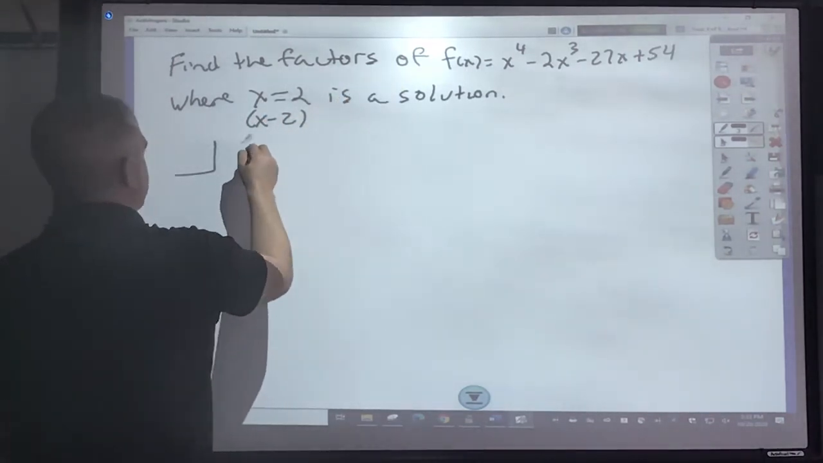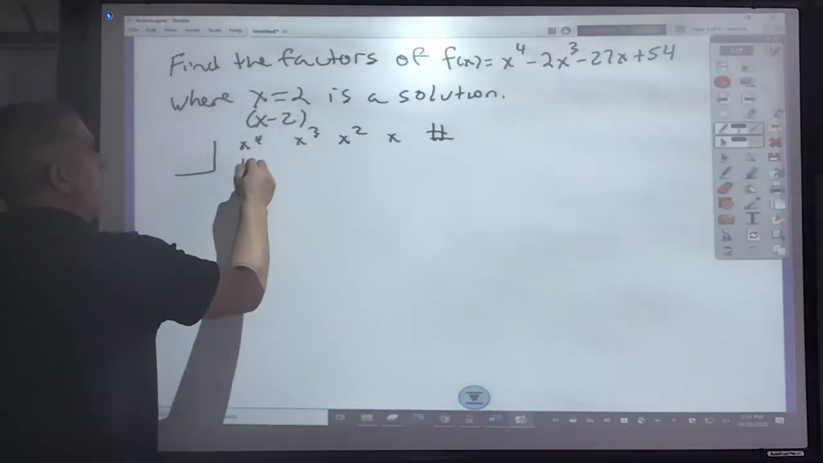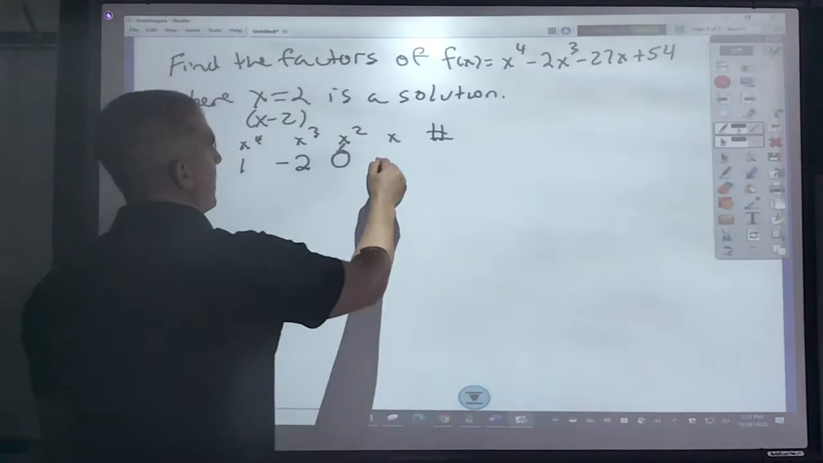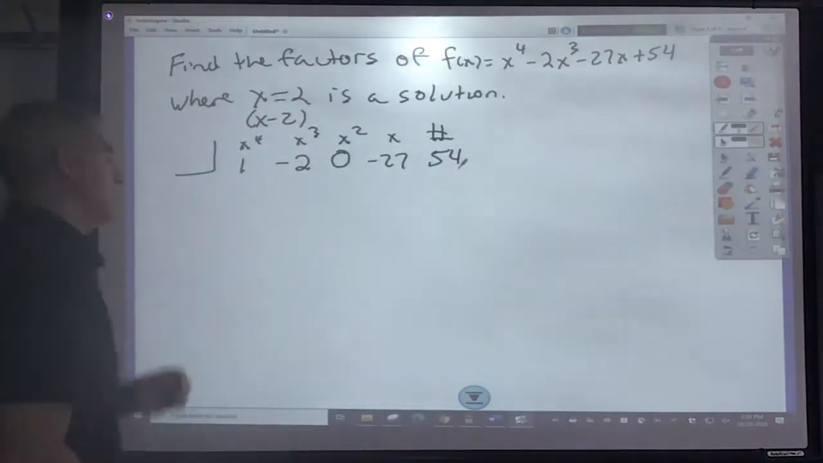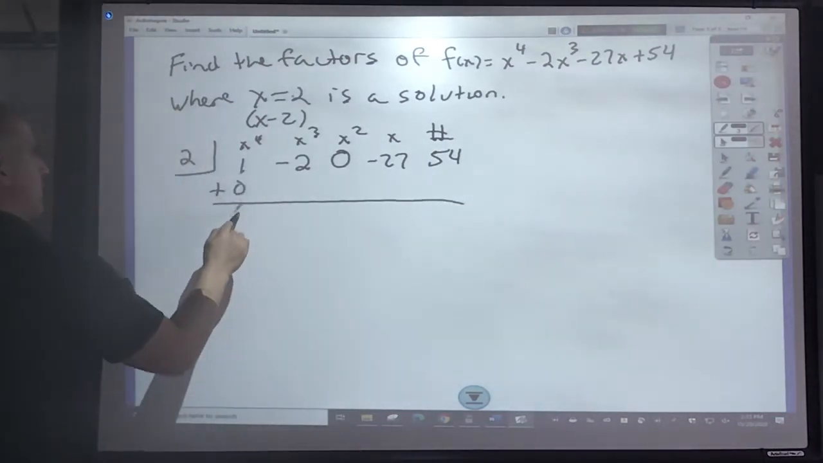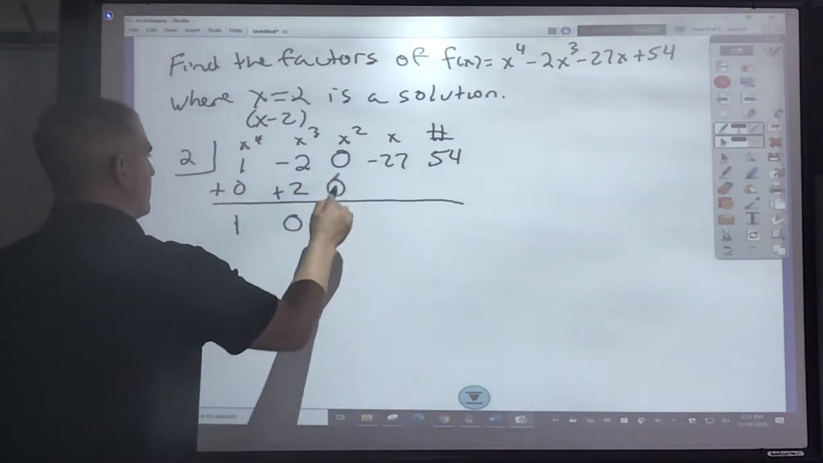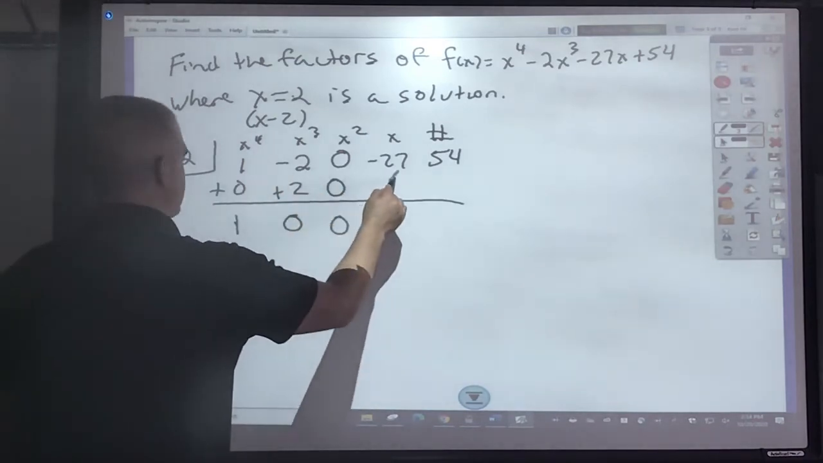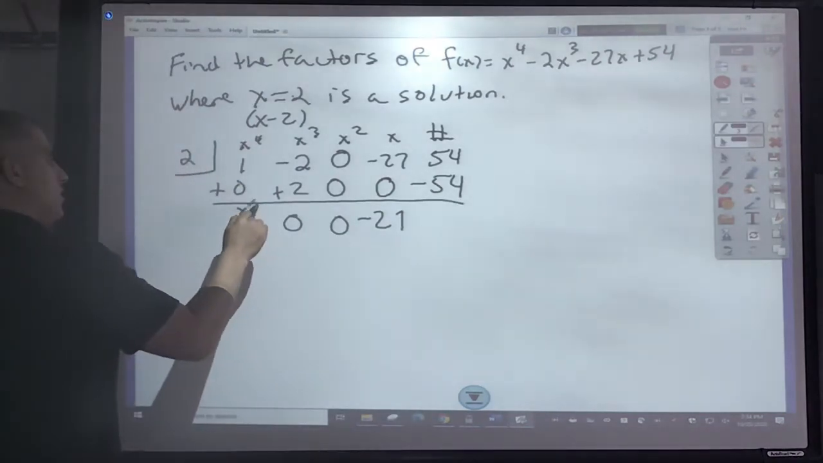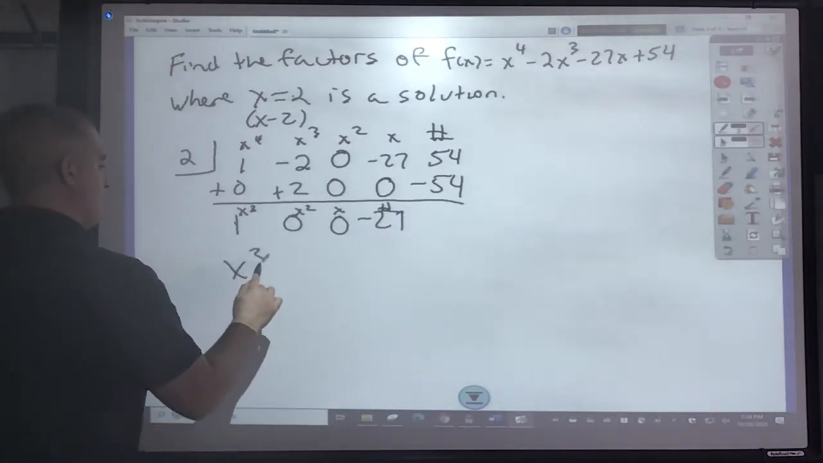Okay? Now, I'd have x to the fourth, x cubed, x squared, x, number. So that's going to be 1, negative 2. Now, my x squared term, you notice I don't have one, so I put 0. My x term is negative 27, and this would be 54. All right, 2 is going to go in here. 1 plus 0 would be 1. 1 times 2 would be 2. Gives me 0. 0 times that would be 0. 0. 0 times that would be 0. That's negative 27 times that, negative 54. So this would be x cubed, x squared, x, number, and I should have no remainder. So this is x cubed minus 27.